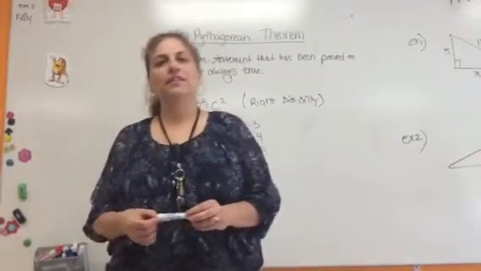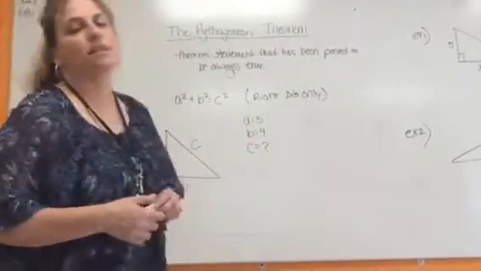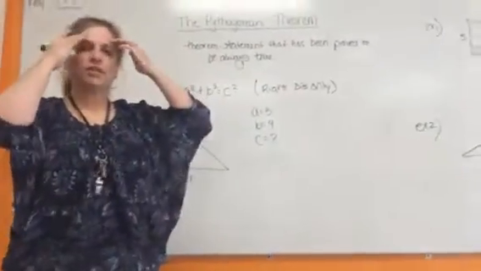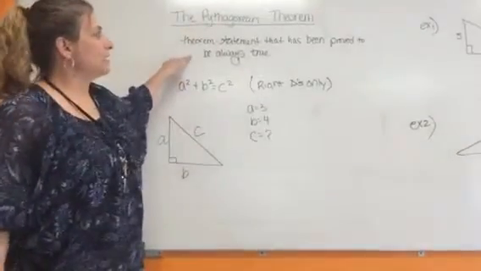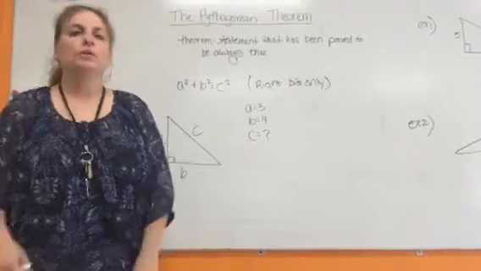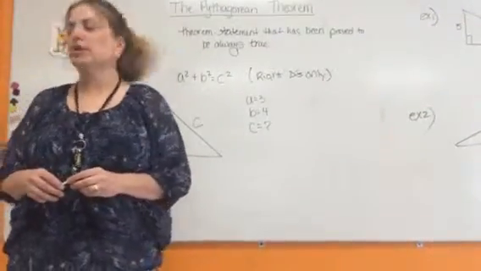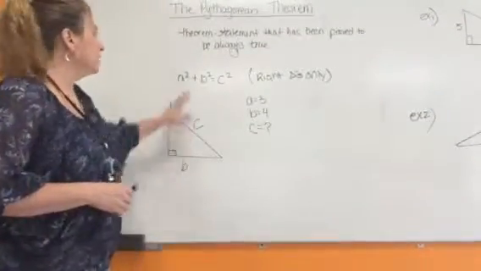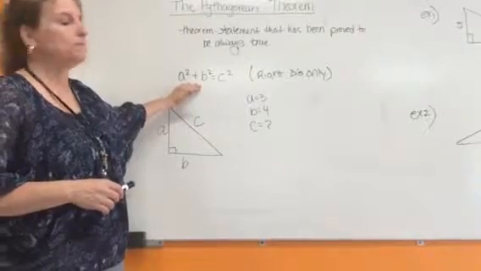It's called the Pythagorean theorem. What is a theorem? A theorem is something you'll be using in geometry. It's a statement that has been proved to be always true. So this is always going to be true with the Pythagorean theorem. So learn it now. Maybe you already know it. A squared plus b squared equals c squared.